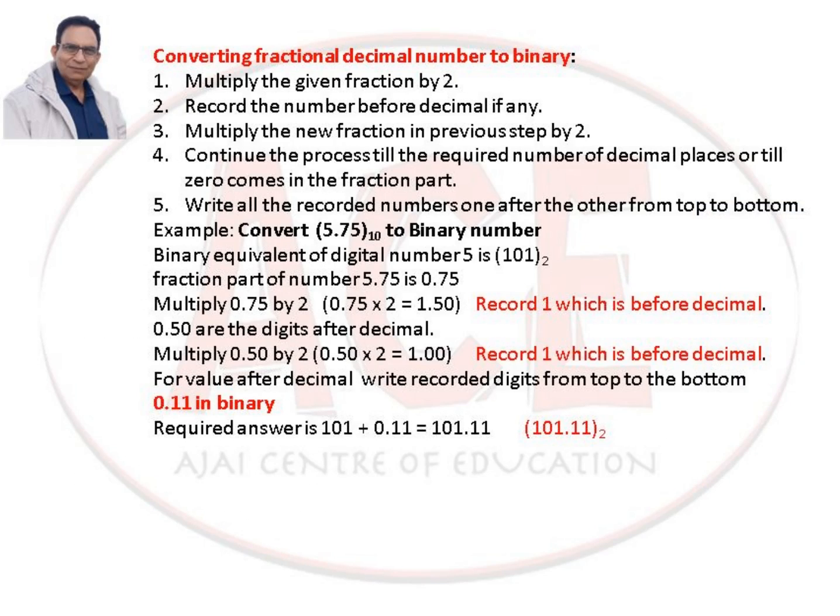Conversion of fractional decimal number to binary. Multiply given fraction by 2. Record the number before decimal if any. Multiply the new fraction in previous step by 2. Continue the process till the required number of decimal places or till the 0 comes in the fractional part. Write all the recorded numbers one after the other from top to bottom.